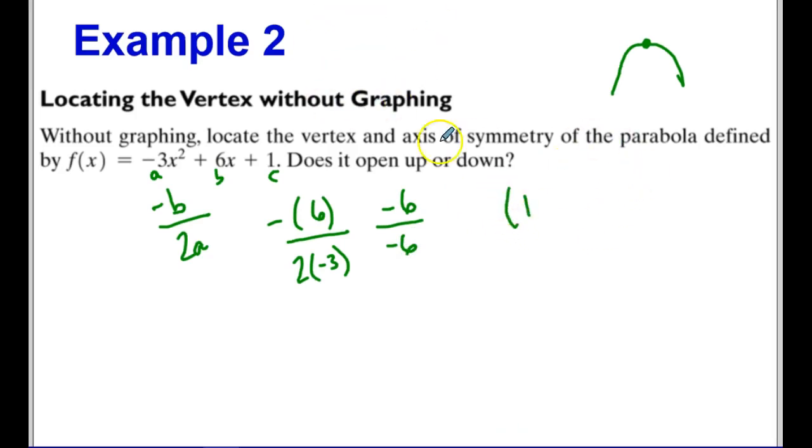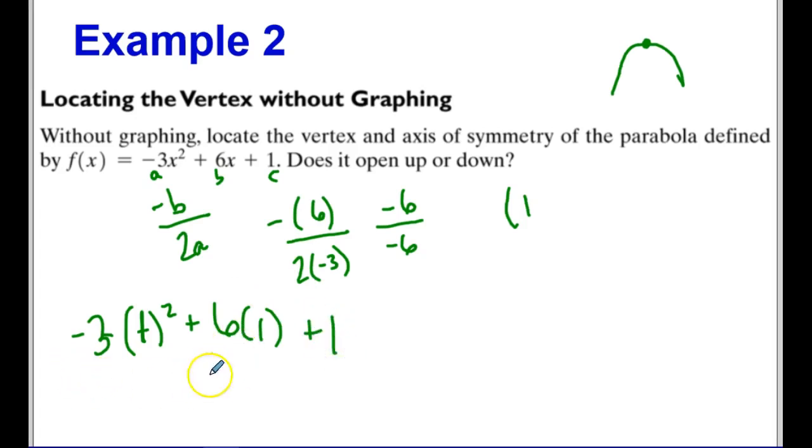Now I take that 1 and replace it everywhere there was an x in my original equation. When I substitute, I always include my parentheses. So I have 1 squared, which is 1, times negative 3 is negative 3, plus 6 times 1 is 6, plus 1. Negative 3 plus 6 is 3, plus 1 is 4. So the y value of my vertex is 4.